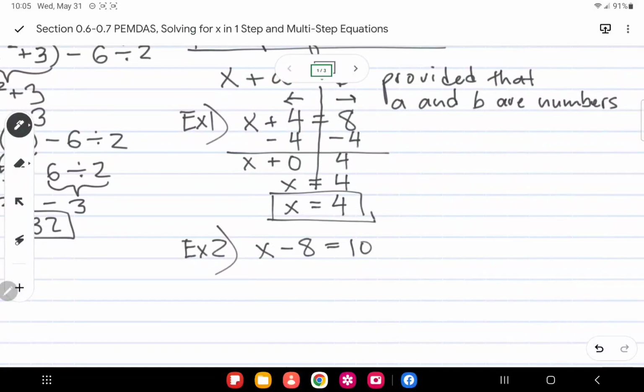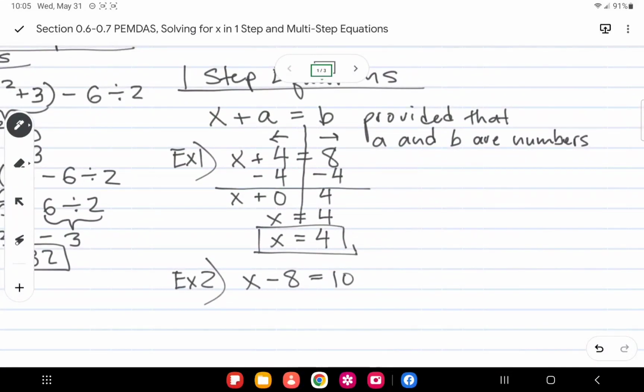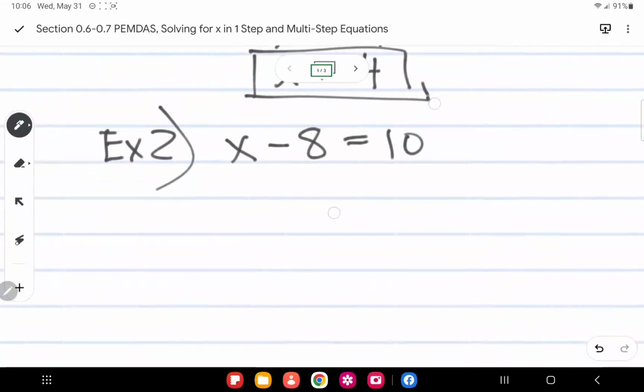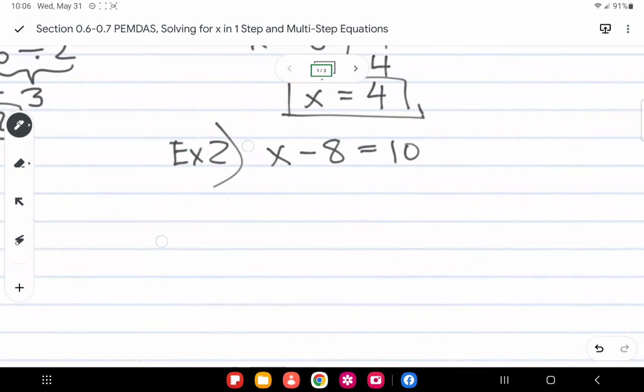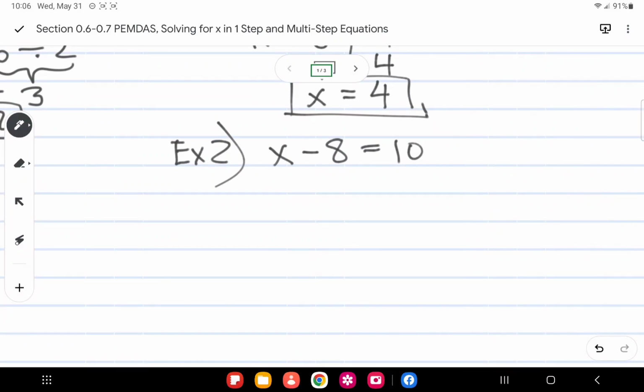As you can see, this is still in the same format as x plus or minus a equals b. So, what operation are we doing here for x? Try to think about that. And you can pause this video too if you like.